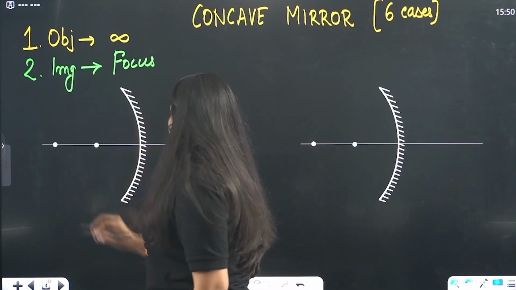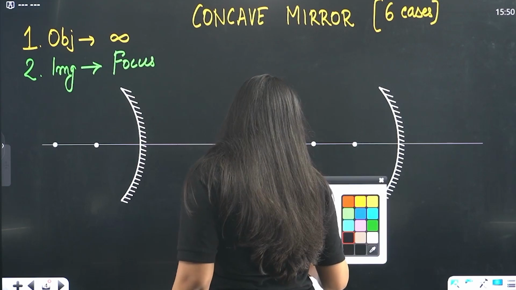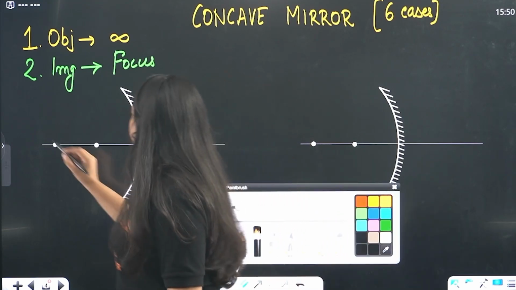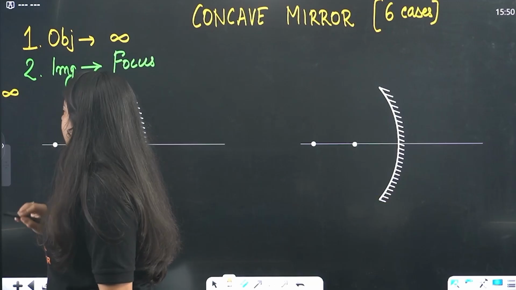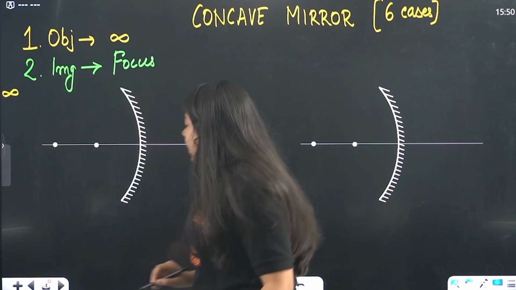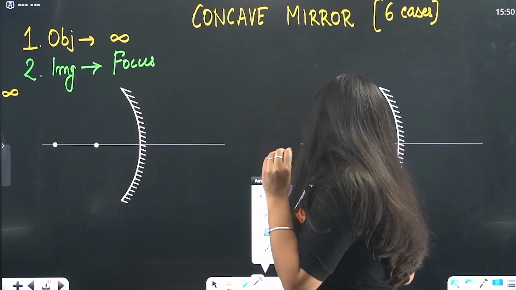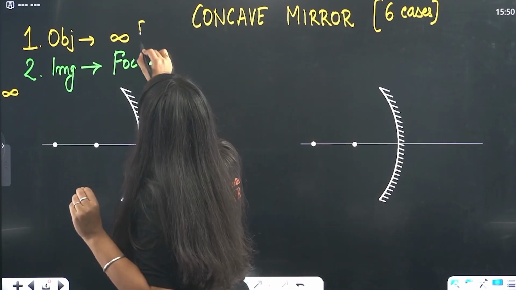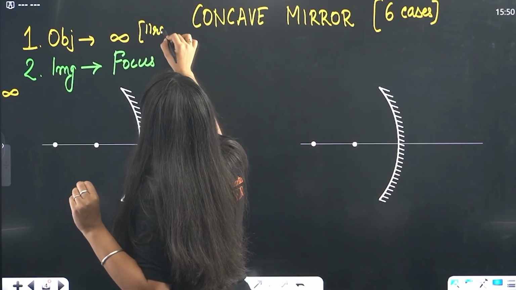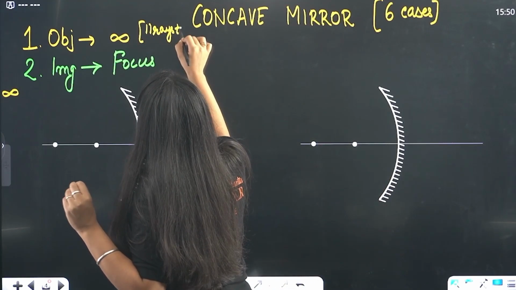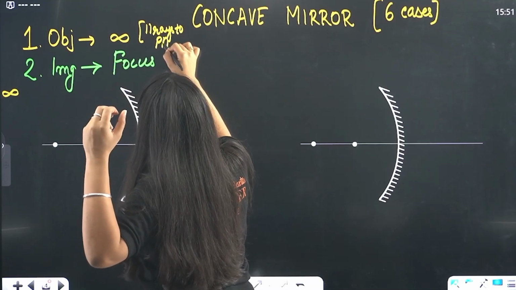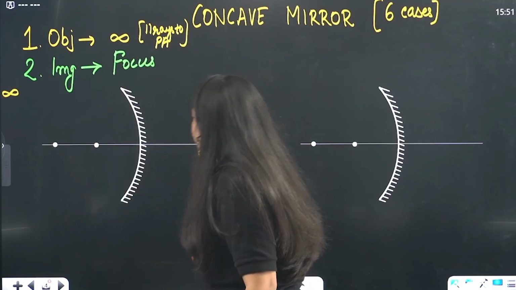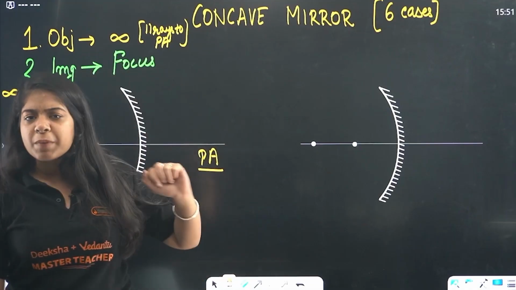So first of all, our object is at infinity. Remember this first very carefully. From infinity, parallel rays will come. Parallel to what? Parallel to the principal axis. Ma'am, what is the principal axis? You should know this. The line which is passing through the center of the mirror is called the principal axis.